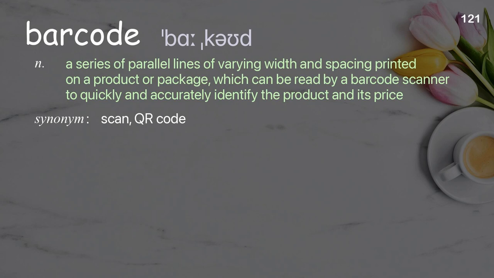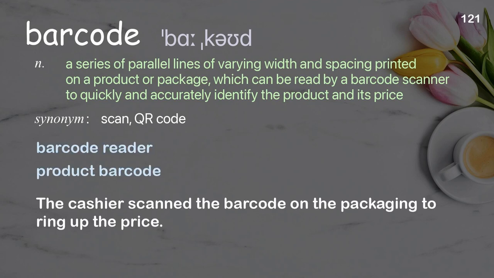Barcode. A series of parallel lines of varying width and spacing printed on a product or package, which can be read by a barcode scanner to quickly and accurately identify the product and its price. Examples: barcode reader. Product barcode. The cashier scanned the barcode on the packaging to ring up the price.